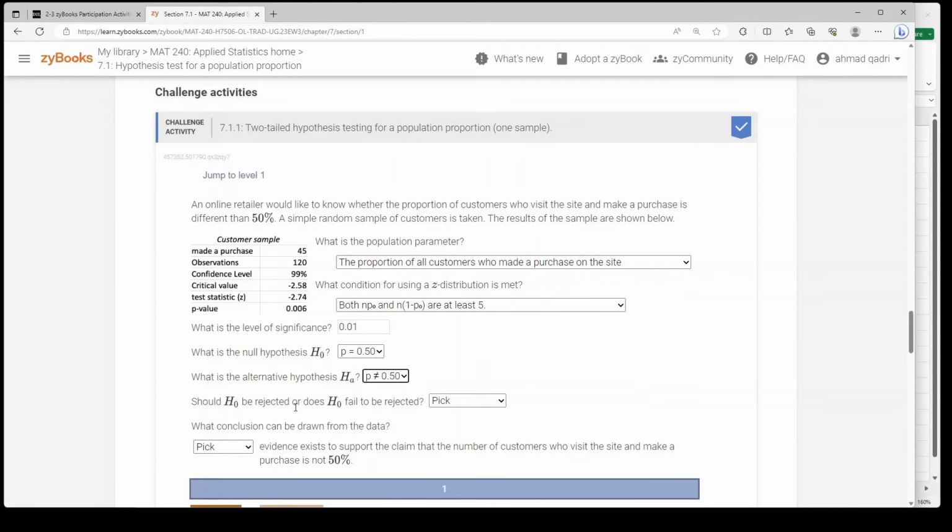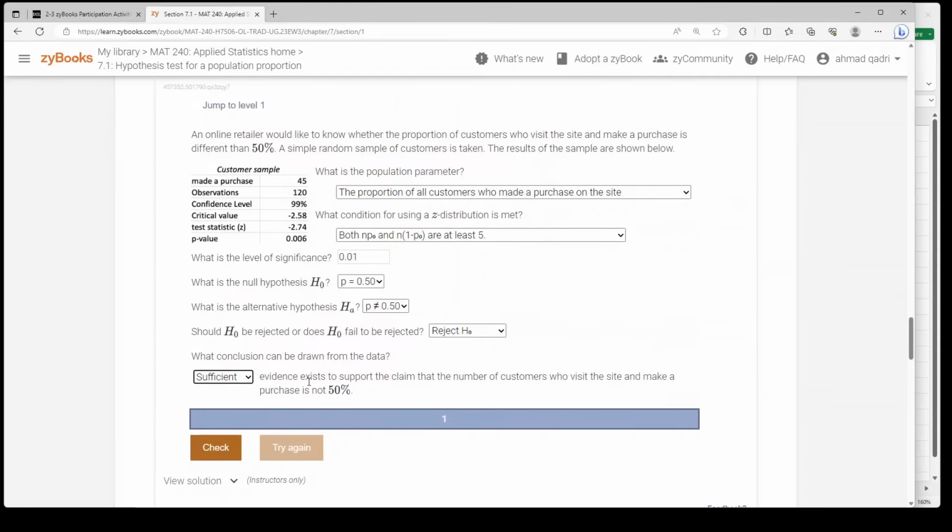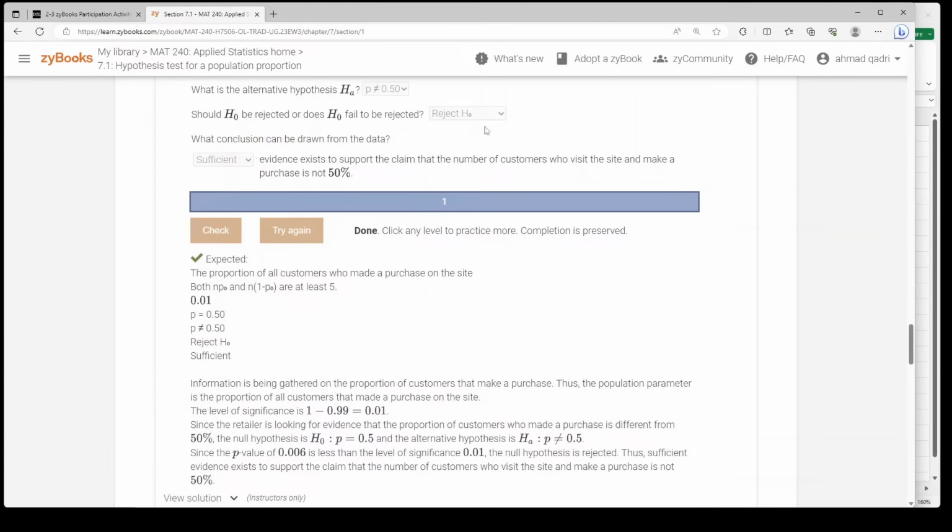Should the null hypothesis be rejected? Well, the p-value here, you can clearly see, is less than 0.01, which is the level of significance. So we will reject the null hypothesis. And the conclusion is that there is sufficient evidence to support the claim that the proportion of customers who visit the site and make a purchase is not 50%. Clearly, if we reject the null hypothesis here, then we are going in favor of the alternative hypothesis, which means that the proportion is not 50% or 0.50. And so these are the correct answers.